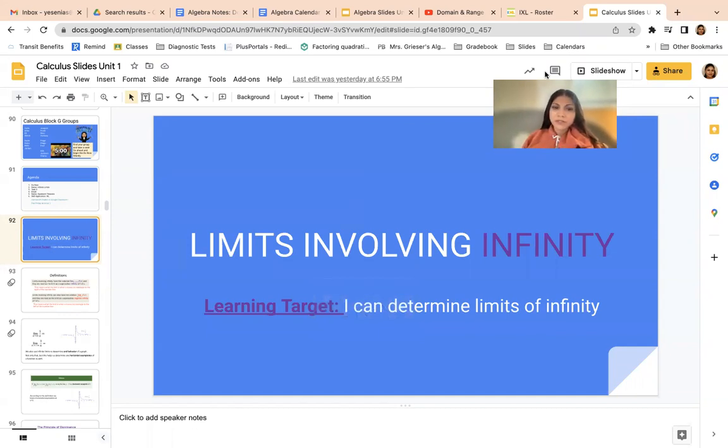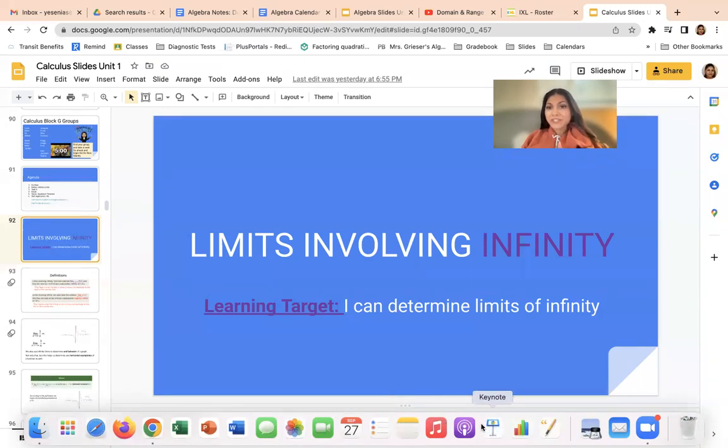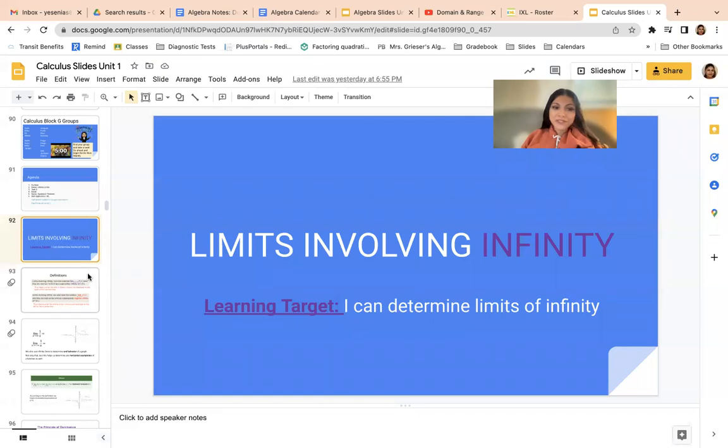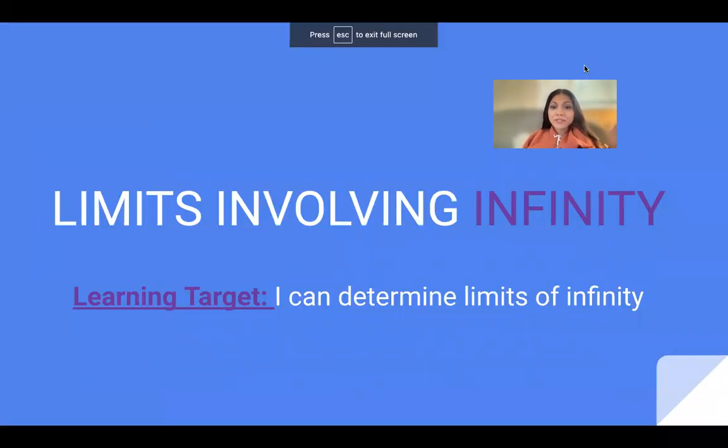So our learning goal for today: limits involving infinity. The learning target is I can determine limits at infinity. And I'm going to go over some examples. I'm going to try to use these Zoom annotation tools to see if I remember it to the best of my ability. So let's try this, y'all. Let me start my slideshow. And again, forgive me for any errors. I am doing this in the moment.